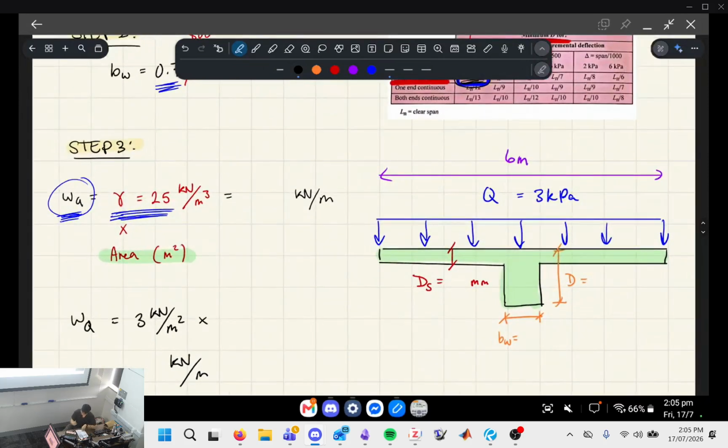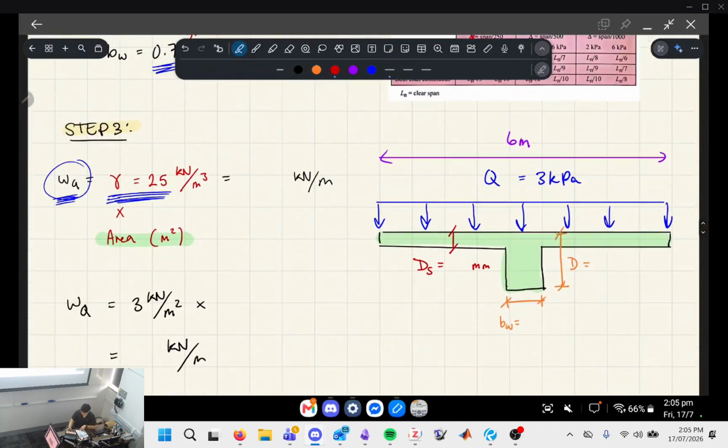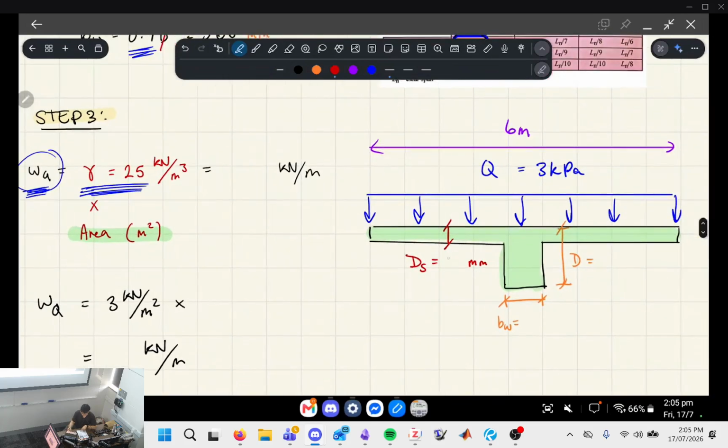Okay, so let's draw out what we know about this beam's dimensions. We know the slab was 180 mm because we were given it. We know the overall depth is 800 because that was our guess based on the guessing formulas. And we know that the web width, which is the width of just the rectangular portion of the beam, is 560. So we want to find the area, which is what I've highlighted in green.